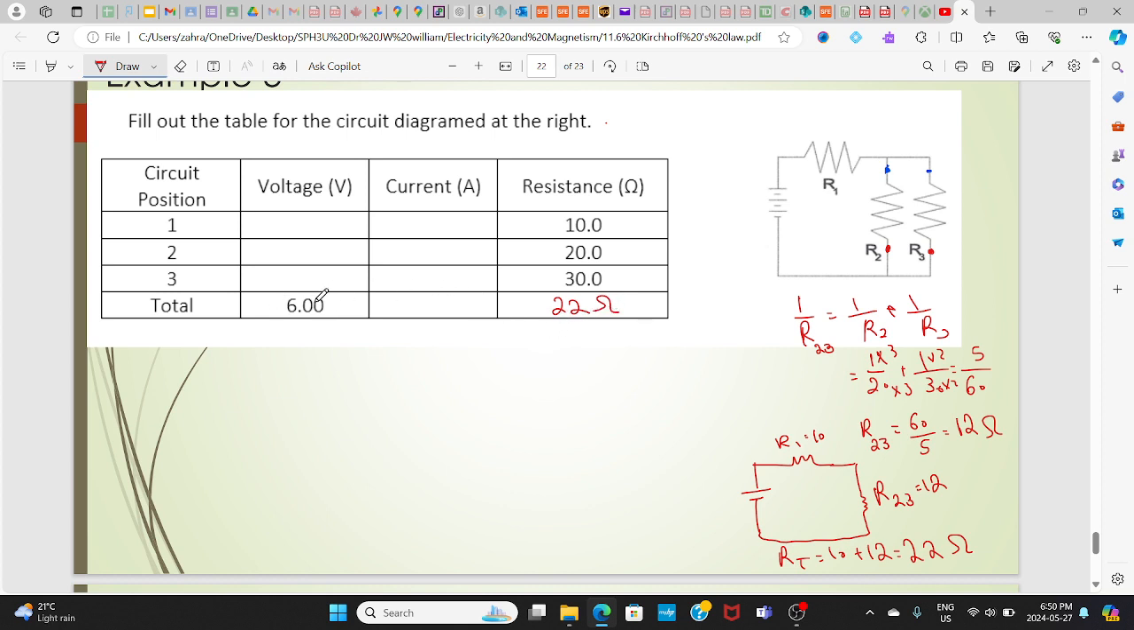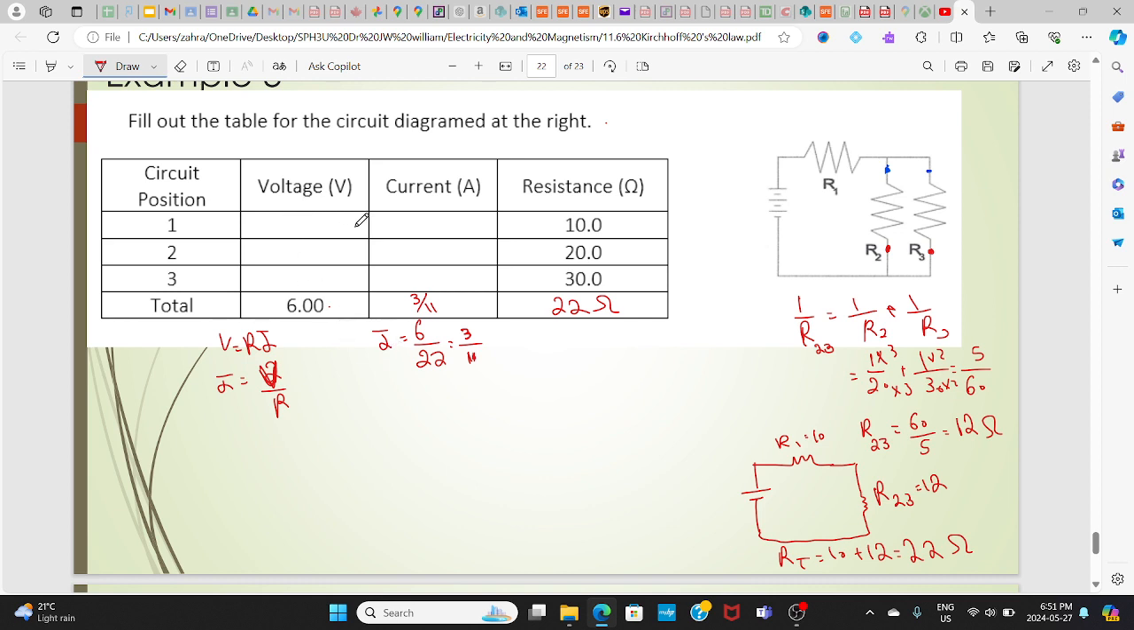Now I have three things. Two of them are known, so I can find the third one. V is equal to Ri. I need to find I. So V, which is 6 V. Let me just write it down. I is V over R, so 6 over 22, divided by 2 is 3 over 11. So it's roughly 0.27. I'm going to keep it as 3 over 11 here, right?